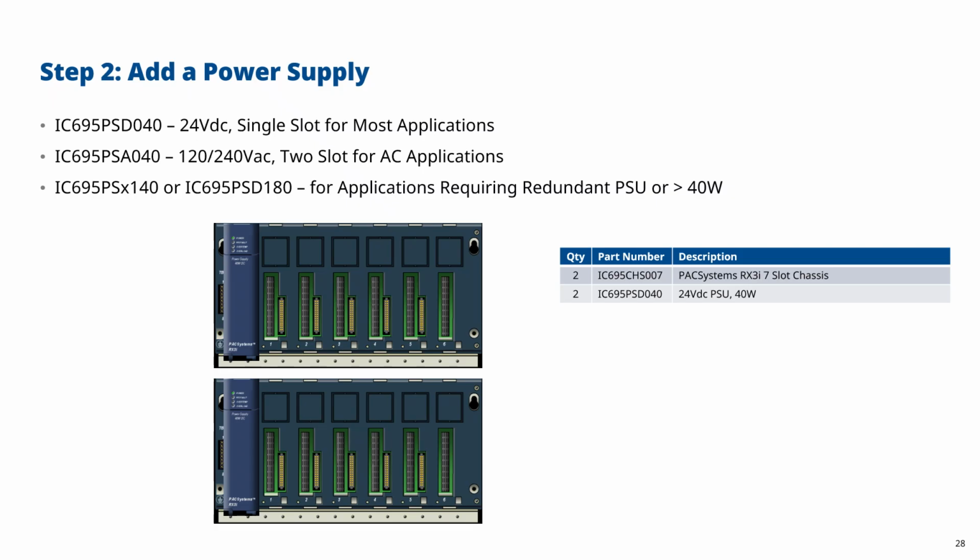However, you could argue that reliability isn't the same as availability, but that could be a very long and detailed discussion. So I would say for most applications, you've got redundancy at the CPU level, so you only need 1 power supply in each chassis. So 2 CHS007, 2 PSD040, nice and simple.